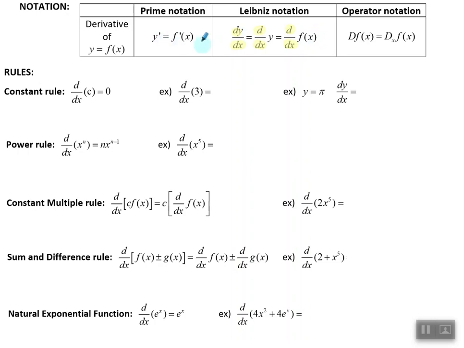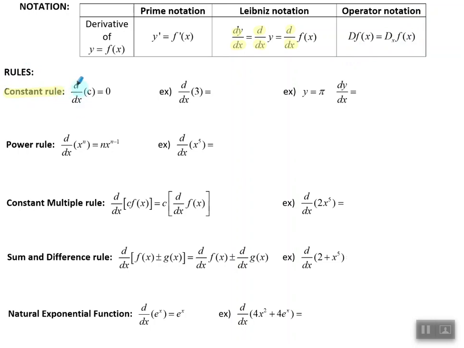Prime notation and Leibniz notation are the most commonly used ones. Operator notation you might see from time to time. We don't use it much here. Let's take a look at the rules to help us take derivatives.